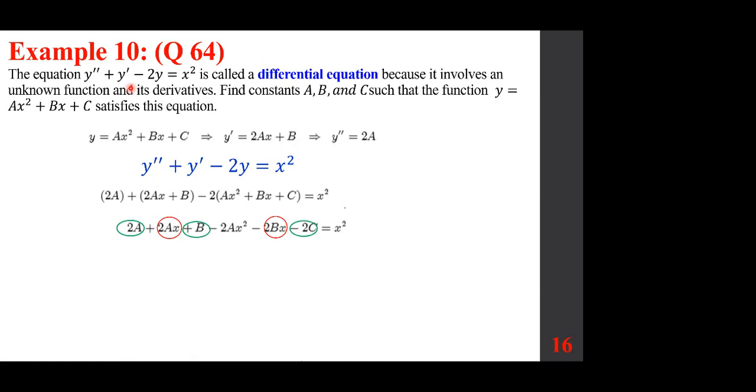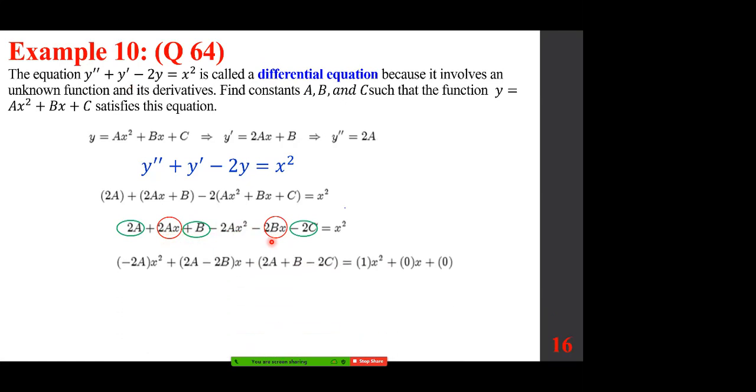So that means the first thing would be minus 2a x squared. And then the second one, I have these two in red. The two in red would be 2a minus 2b times x. And finally, the green ones. And the right side is x squared. So the right side is 1 times x squared. There is no x, so that means 0 times x. There is no constant, that means plus 0. So this must be equal to 1. This must be equal to 0. This must be equal to 0.